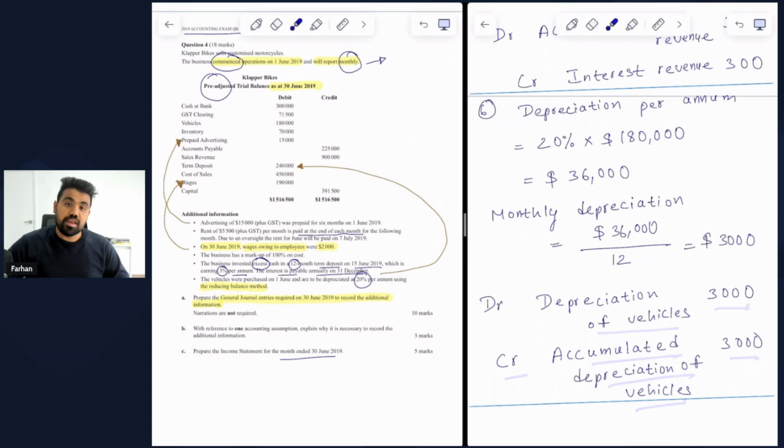Now, what is the accumulated depreciation of vehicles account? So this is a contra asset account, which refers to the reduction in the value of a non-current asset that we had previously purchased.